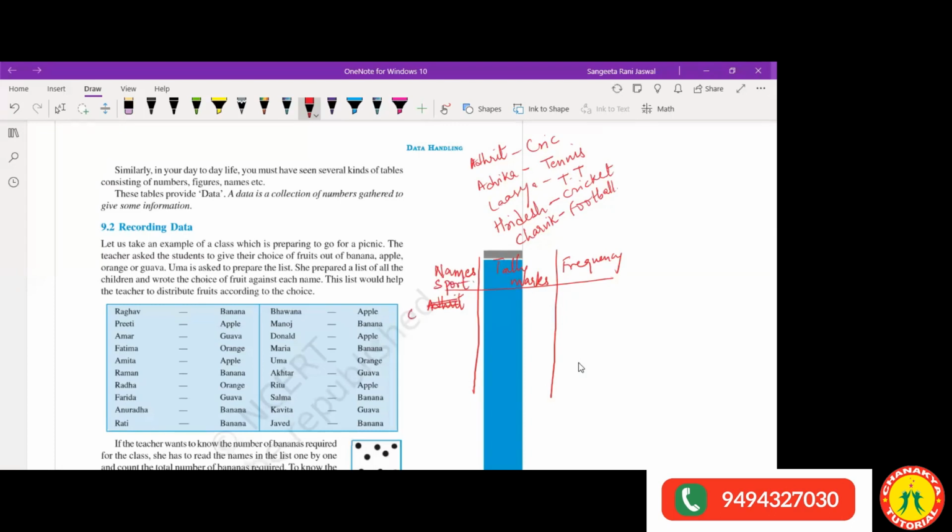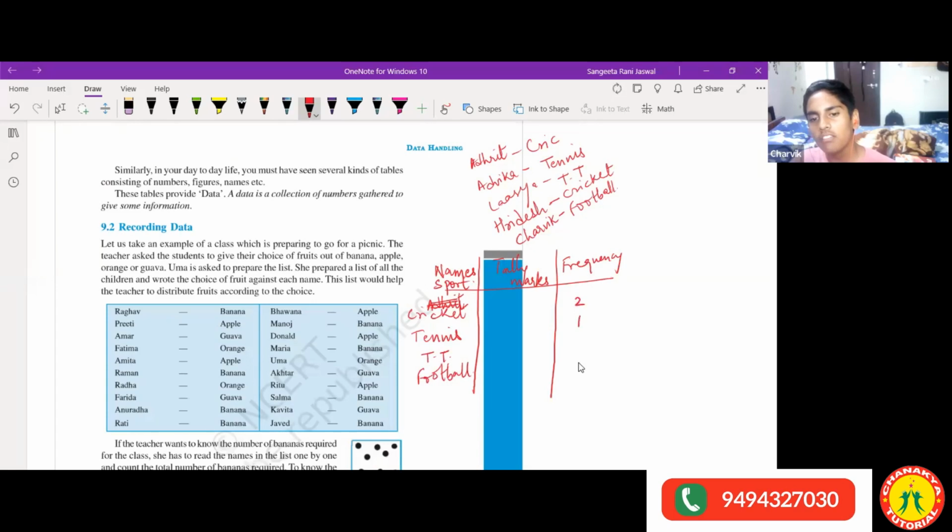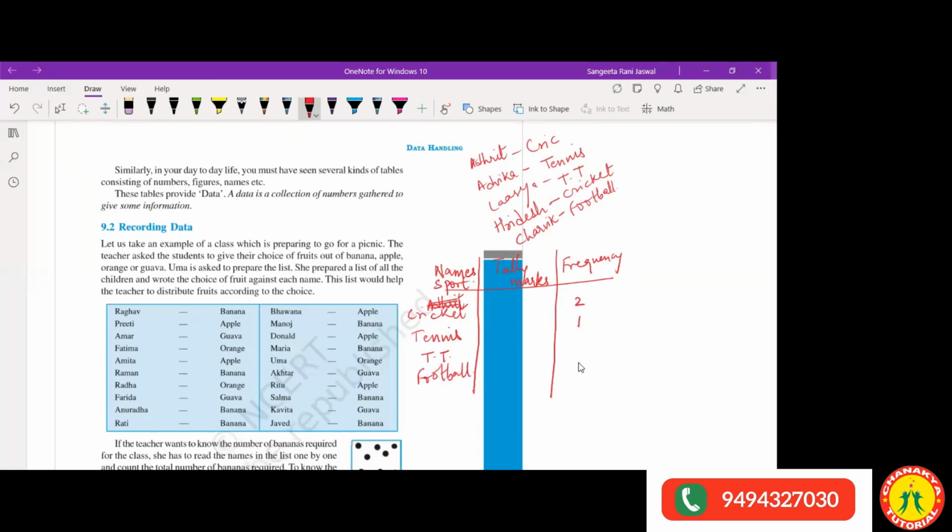Suppose I'm writing here cricket, then tennis, then table tennis, then football. Now cricket was liked by 2 children. Tennis was liked by 1. Table tennis by 1 child. Football by 1 child.